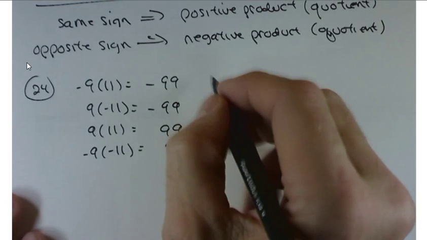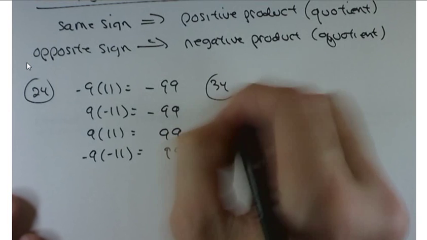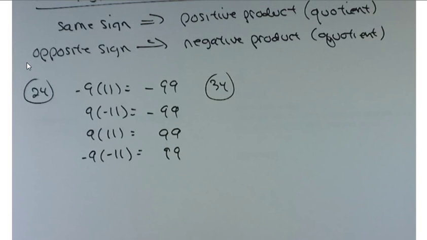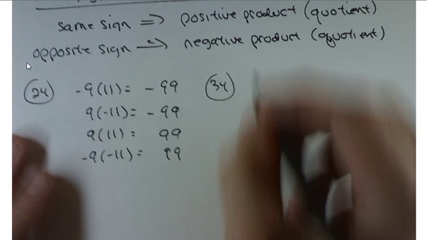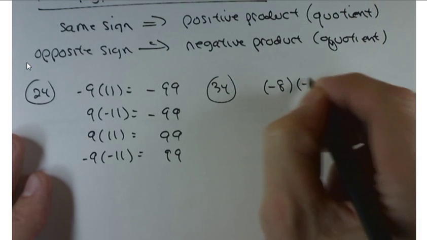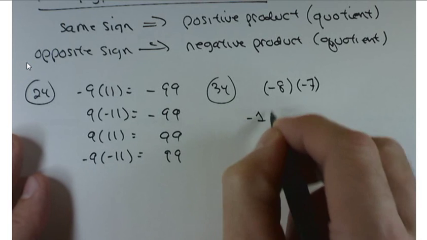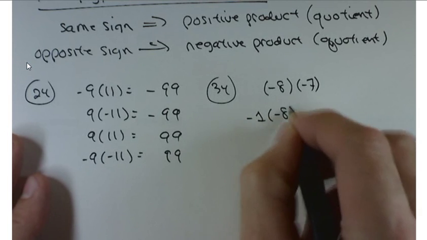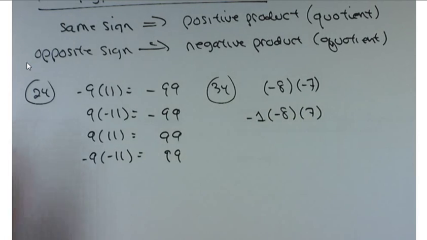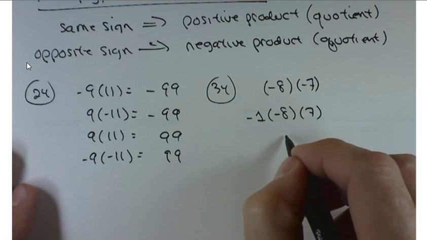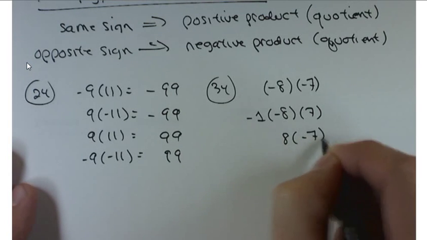Let's try number 34. So negative 8 times negative 7. But let me also throw in another one here. Negative 1 times negative 8 times 7. And one last one for good measure, 8 times negative 7.